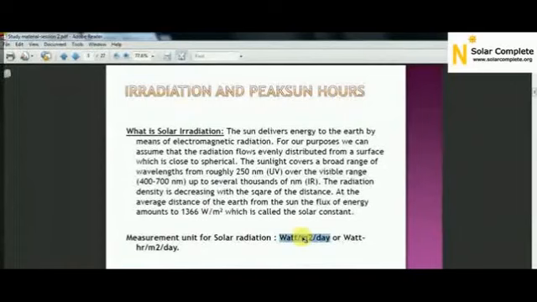Okay, now what do you mean by 1 meter square? We can understand this with a very simple example. Let's suppose you have installed a solar power plant on a 100 square meter area, and somebody is asking you to measure the total solar power on the surface of the solar panels, which are installed on an area of 100 meters square.